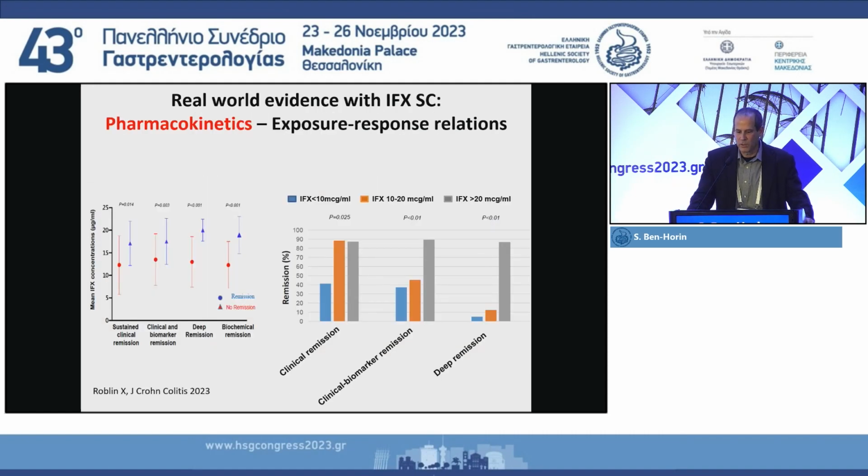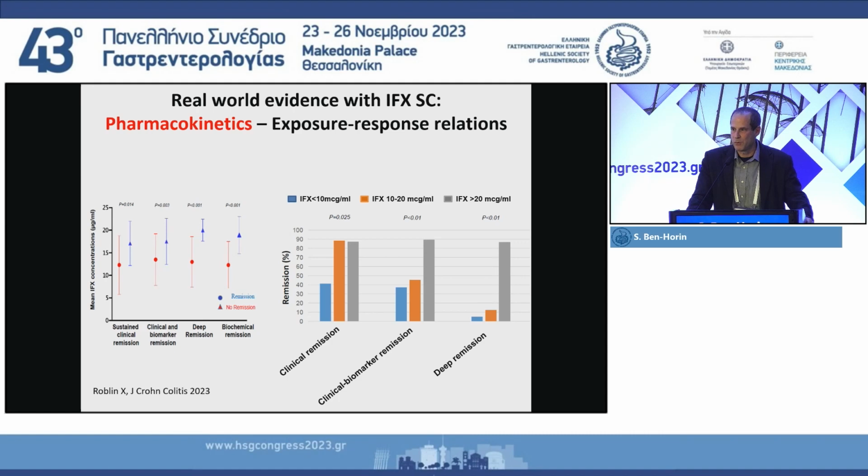And indeed, when you look at sub-Q infliximab, a recent nice work from Xavier Roblin looked at the differences in the drug exposure and PK/PD association of this, and you see this similar phenomenon, whereby on the right-hand side graph, you'll see if the clinical remission was gained by already an exposure or a dosing or a concentration of infliximab of 10 to 20 microgram per ml, informing us on possible TDM down the road.